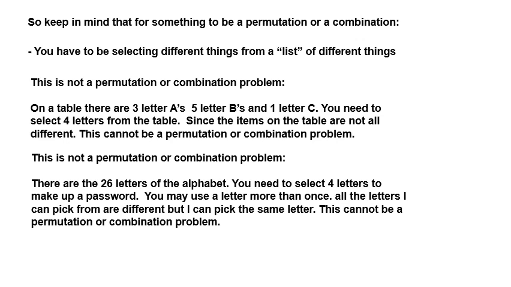Here's another example of something that's not a permutation or a combination. Choosing from 26 letters of the alphabet, we need to select 4 letters to make up a password. You may use a letter more than once. All the letters I can pick from are different, but I can pick the same letter. So this cannot be a permutation or a combination. When you're talking a permutation or a combination, you're picking from different things and you're picking different things. So you can't pick things over, and again, you can't have something identical to pick multiple times.